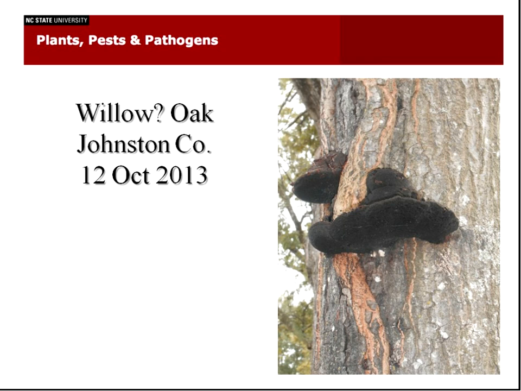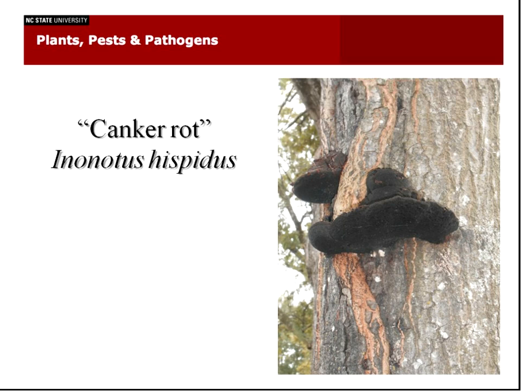And notice these conks growing out of the side. Here it's not a gall. This is actually a fungal fruiting body growing on the side of this. And you notice it's also associated with a canker. This is what we call canker rot, caused by the fungus Inonotus hispidus, which particularly would be found on oaks. It's more of a reddish color when it's young, but can darken to this very black color here.